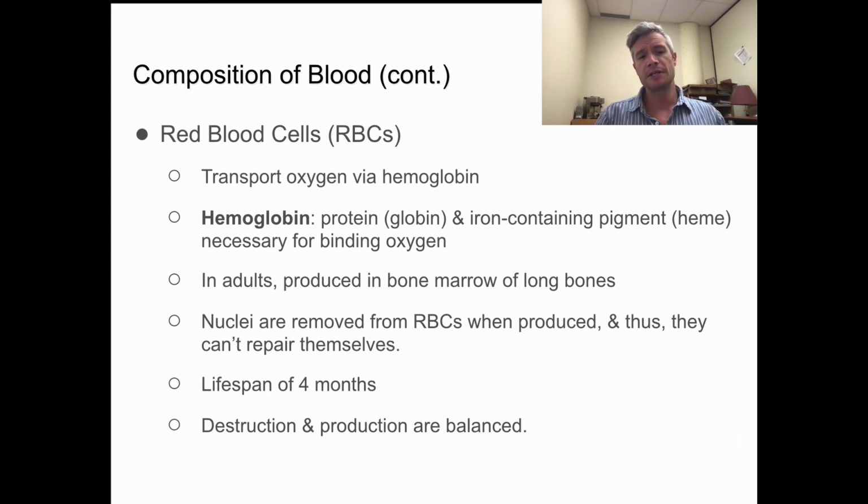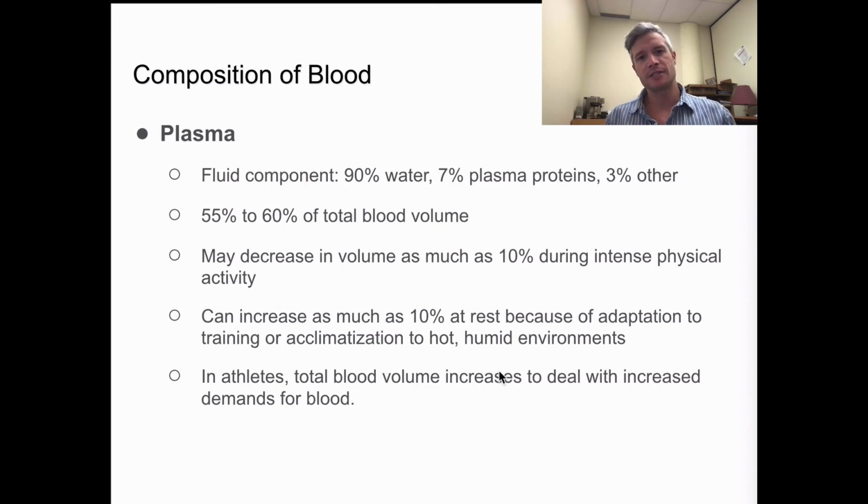Okay, so red blood cells are one component of blood. Another component is the plasma, the fluid part of blood. Normally we might just think, oh, it's red blood cells and water. Somewhat true, but not quite. 90% of our plasma is water. 7% is plasma proteins, and proteins can be made up of any number of things.